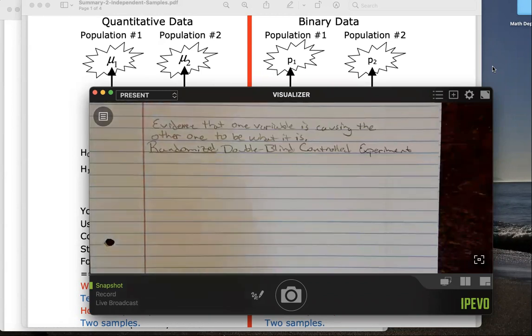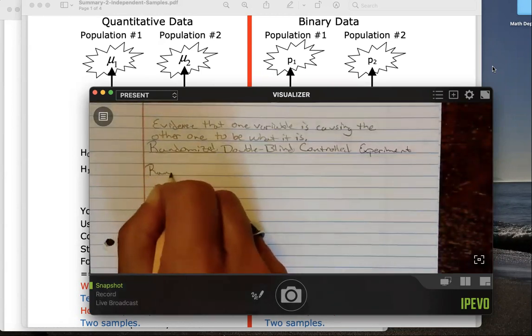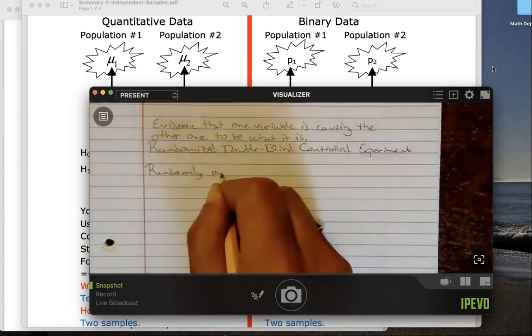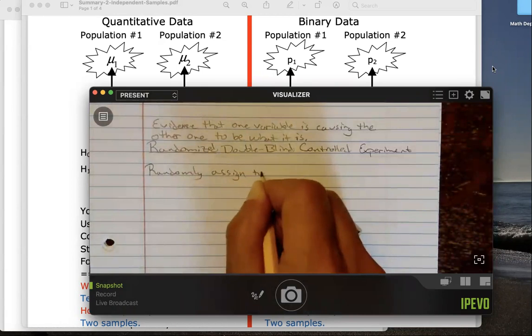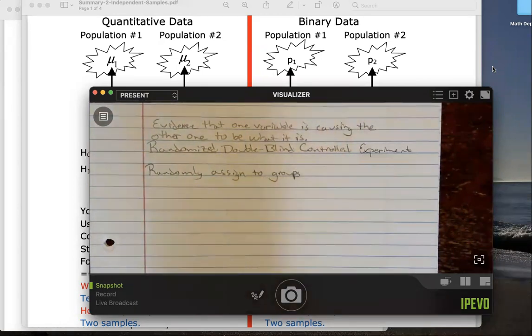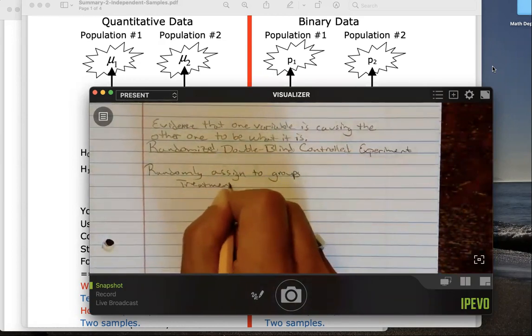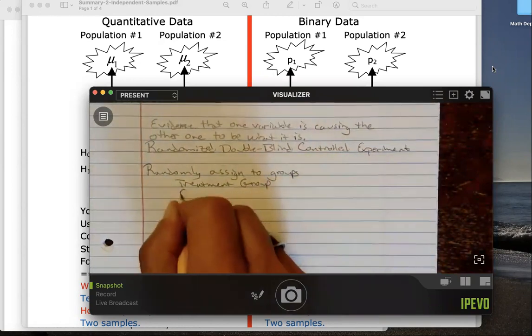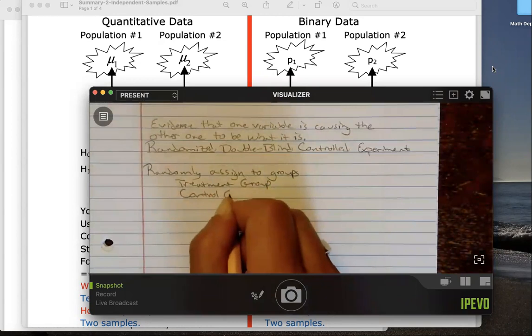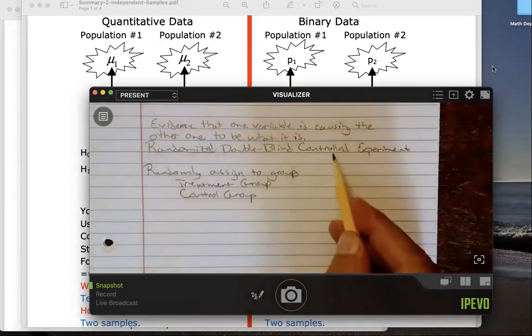And as these willing participants come in, we randomly assign them to groups. Now, for simplicity, let's just do two groups. Now, we don't let them know we're doing this, okay? They don't know we're doing this, but we're randomly assigning them to two groups. And one of them is going to be the treatment group, and the other is going to be the control group. So that's where the control comes in. We have a control group.